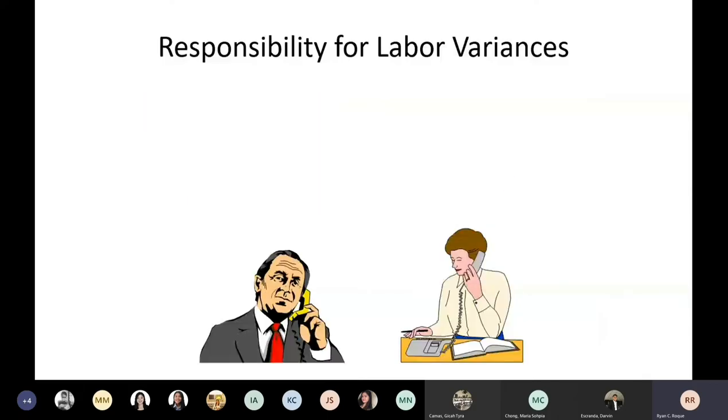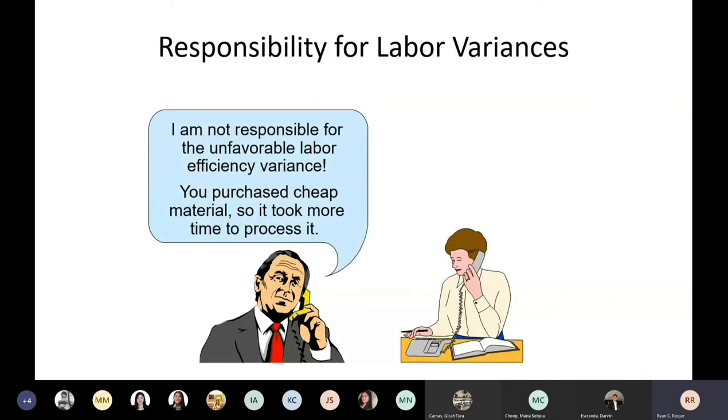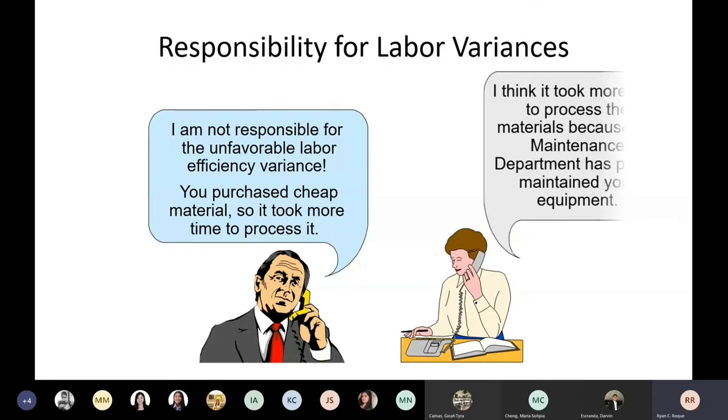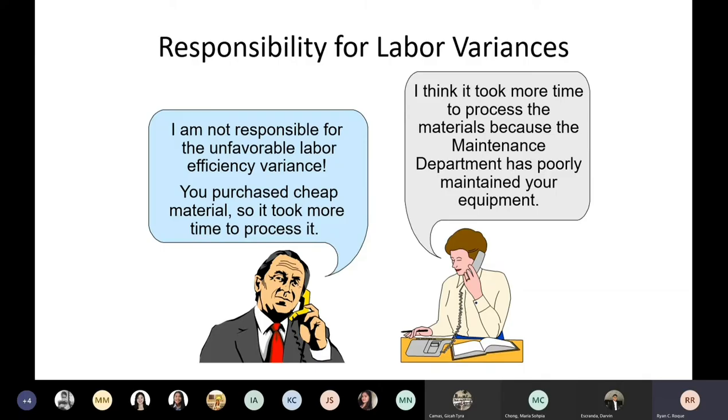Okay, so let's have this conversation na uli nung dalawa. Sisihan portion uli. Sabi ng production manager, "I am not responsible for unfavorable labor efficiency variance. You purchased cheap material, so it took more time to process it." Sabi ng purchasing manager, "I think it took more time to process the materials because the maintenance department has poorly maintained your equipment." So, at the end of the day, bumato.